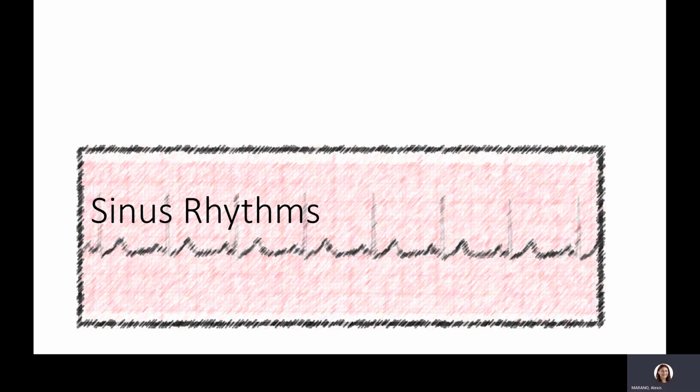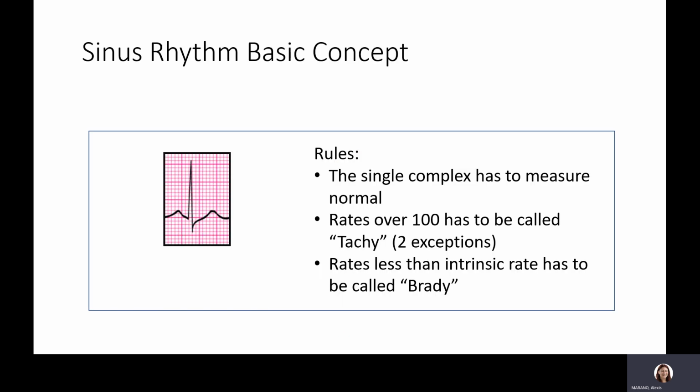Right. So now we're going to discuss sinus rhythms. All of these rhythms are coming from the SA node, and it's very important to understand that. That's the only way we can have a sinus rhythm. For a sinus rhythm basic concept, all you have to do is look at one complex. So you need to have a normal measuring PRI and a normal measurement of a QRS. That is what makes the sinus rhythm because we know it's coming from the SA node.